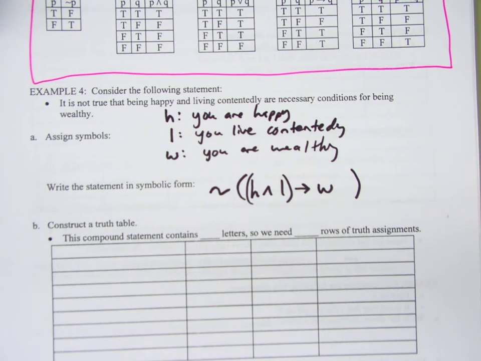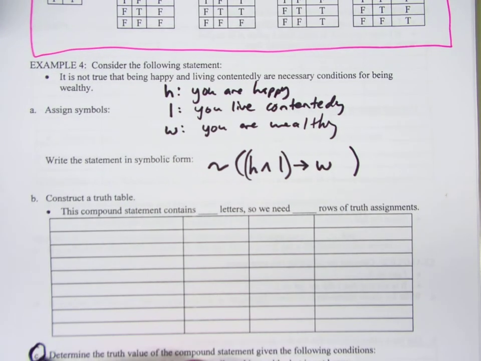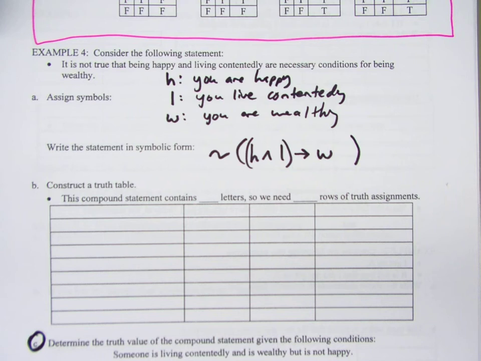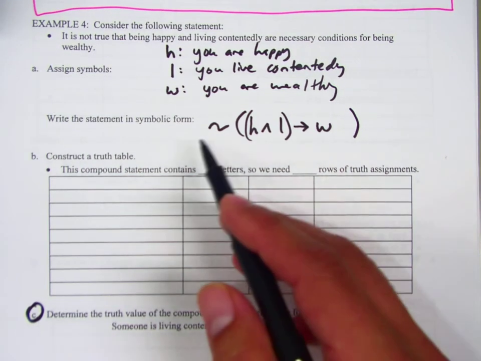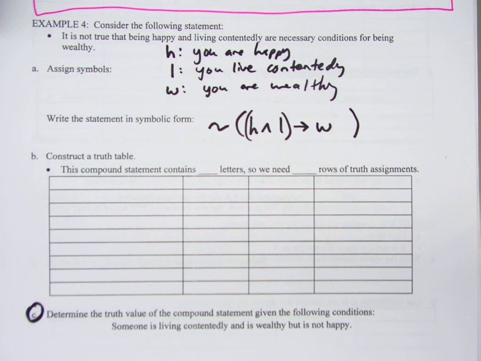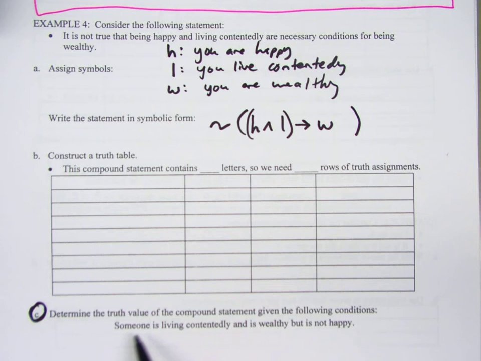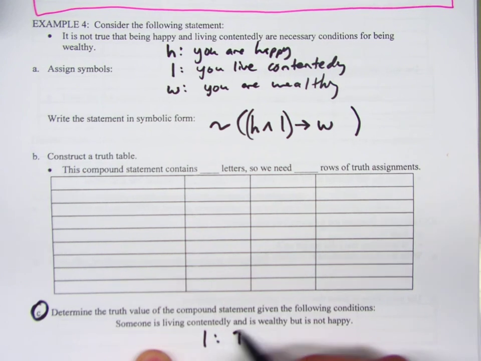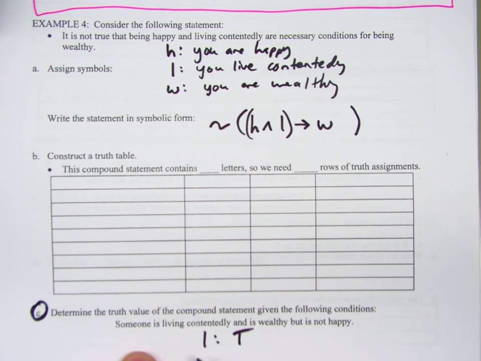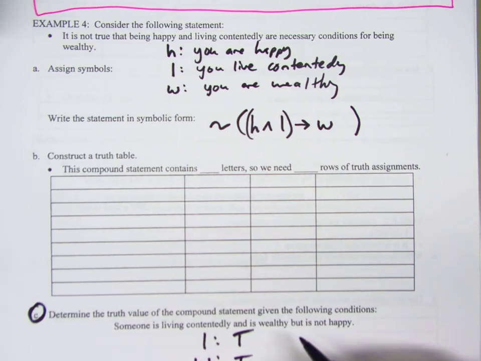Okay? So now, let's go straight to part C, because I think we know how to do the truth table at this point. But here we can determine the value of this sentence, kind of like what we did earlier, by just plugging in the values of each statement. So right here, someone is living contentedly. So would you say L is true or false? L is true. Is wealthy, so that means W is true. But not happy, so that means H is false.